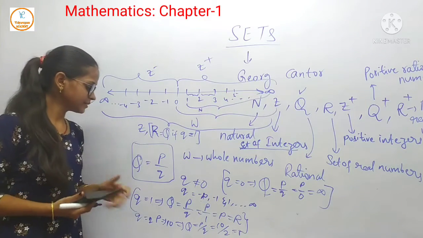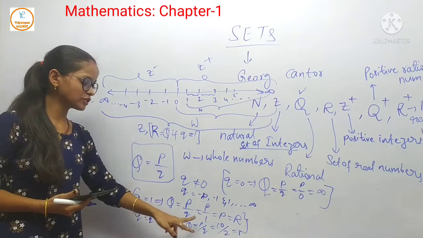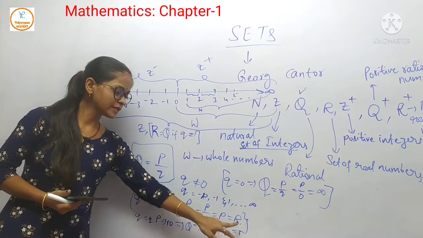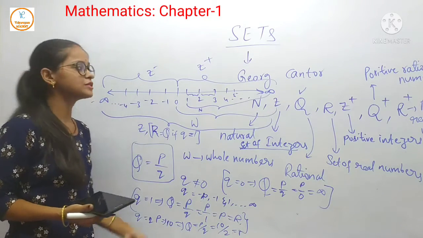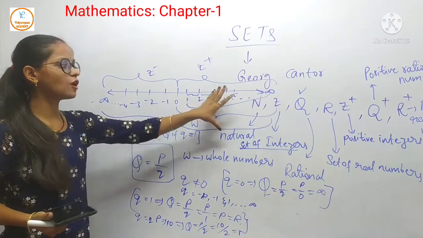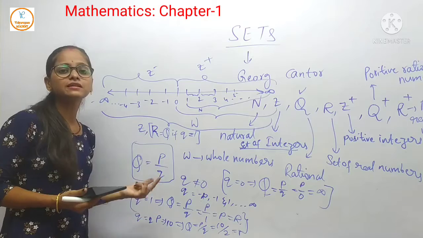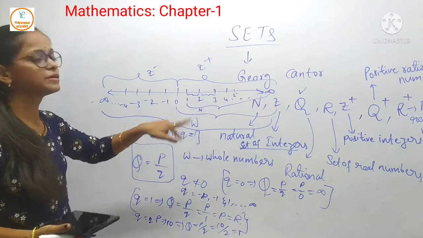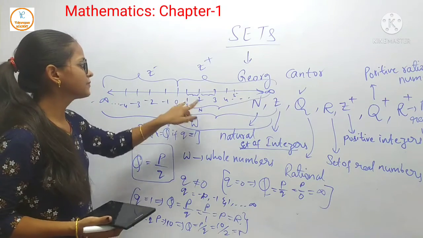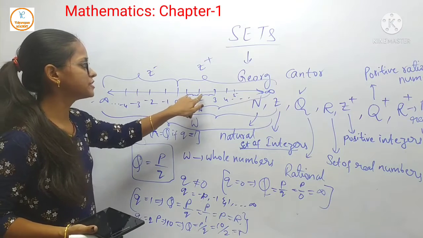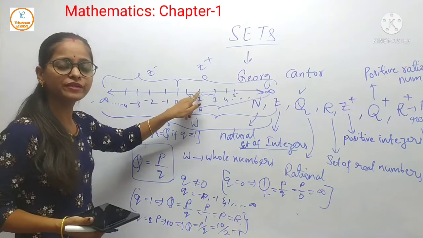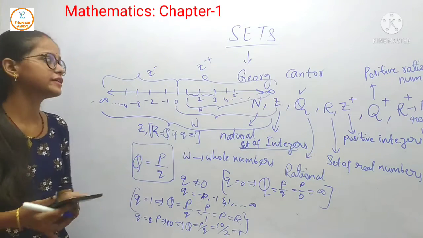Since if Q is equal to 1, then what is the value? Then you will get P is equal to R, where R means real number. So all the numbers on the number line are nothing but rational numbers, and the rational numbers also include the values between 2 points. So between 1 and 2, all the points are nothing but rational numbers.